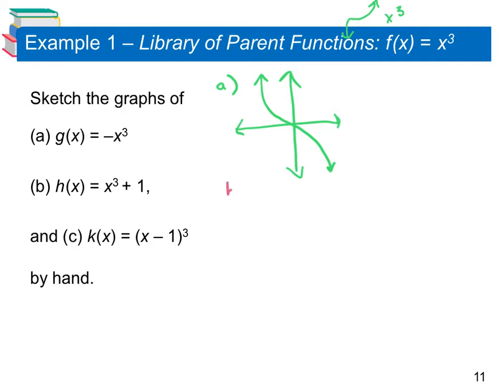For B, here we're taking our x cubed graph and adding 1. What is this plus 1 going to do to our graph? Which direction does it shift it? Up 1. Up 1, perfect. So we take our x cubed graph and just shift it up 1. So instead of going through the origin, we're just going to go up 1 and go through this point.